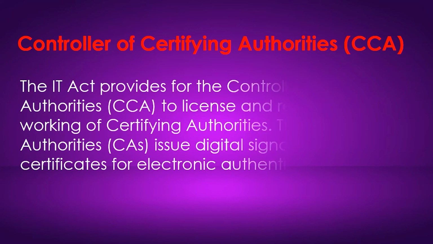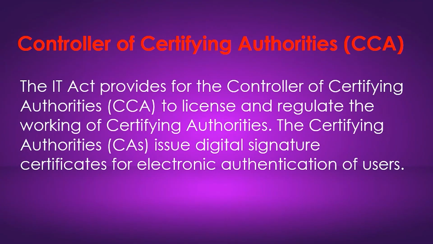So, there is one agency to deal with the electronic signature, that agency is called Controller of Certifying Authorities, or simply called CCA. Actually, the IT Act provides for the CCA to license and regulate the working of certifying authorities. So, the certifying authorities are authorized to issue the documents and the required tools to issue and verify the digital signatures. This is the mechanism by which the electronic signature is being operated.